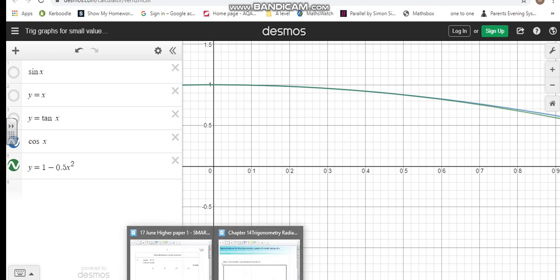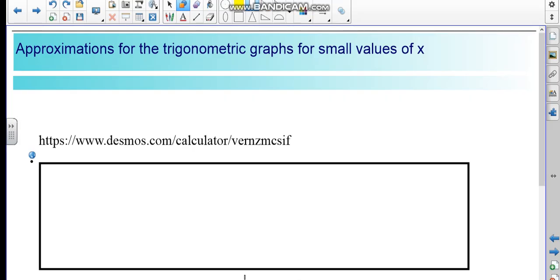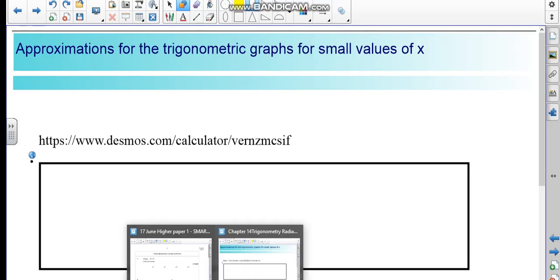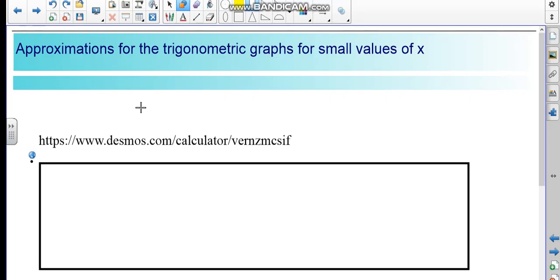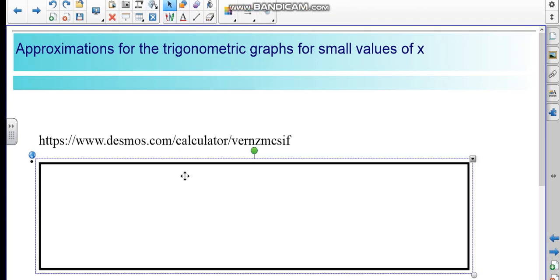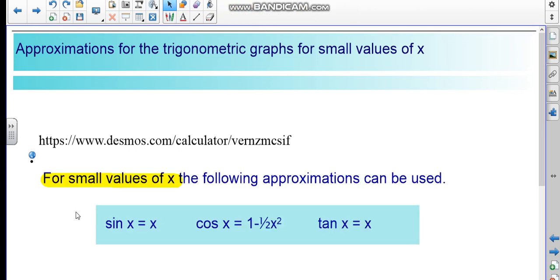So let's write this up in our notes. What we've got here is, first of all, it only works for small values of x. It only works when we're measuring in radians. So sine x is approximately equal to x, tan x is approximately equal to x, and cos x is approximately equal to 1 minus a half x squared.